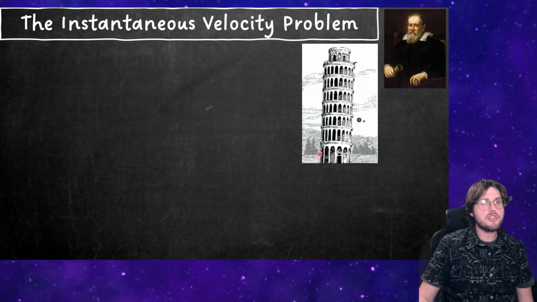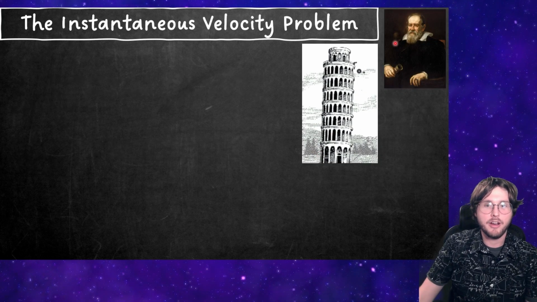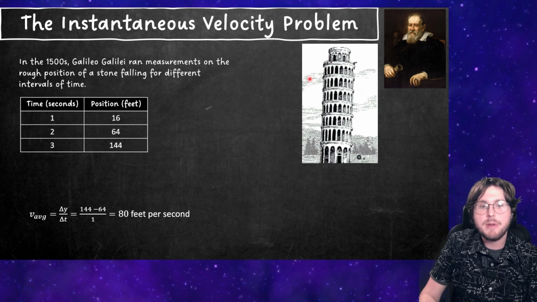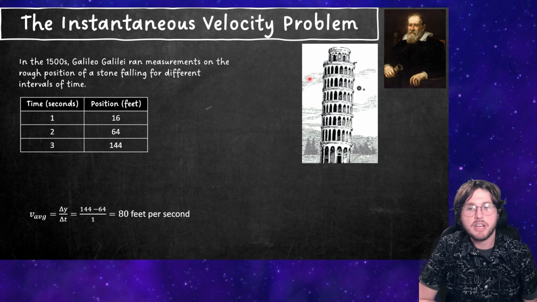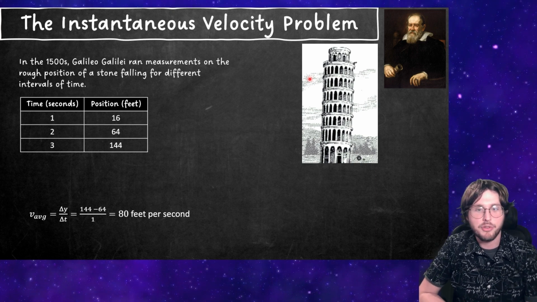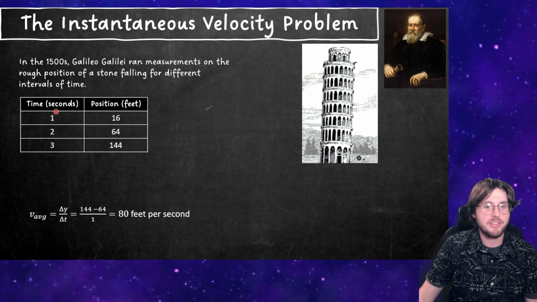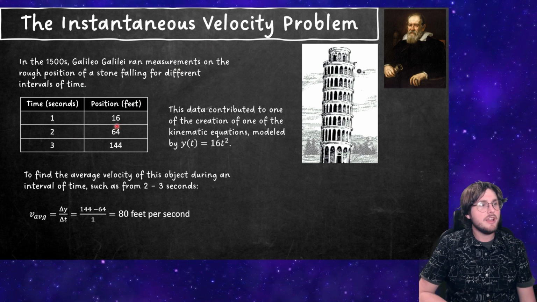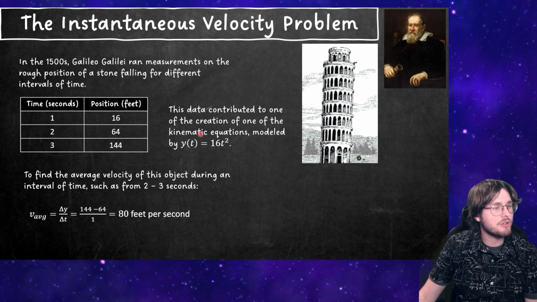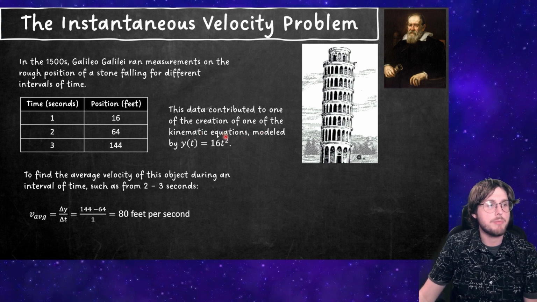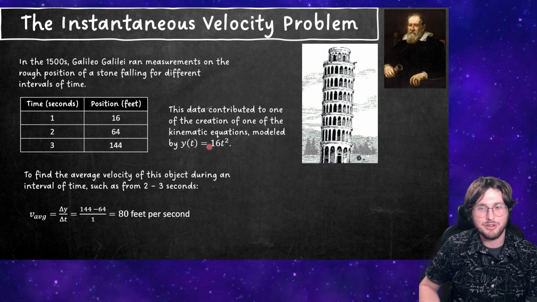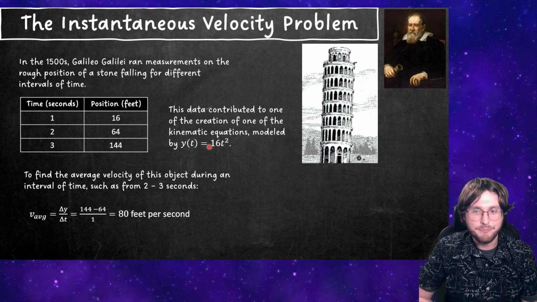So we're going to start with this joyful fellow over here. This is Galileo Galilei. And one of his experiments saw data collected for how much a falling object displaced in different intervals of time. You can see a small subset of this data right here in this table. Now, eventually, this data contributed to the creation of one of the kinematic equations modeled by y of t equals 16t squared. This probably looks pretty familiar to you, sans the 9.8 or 4.9.